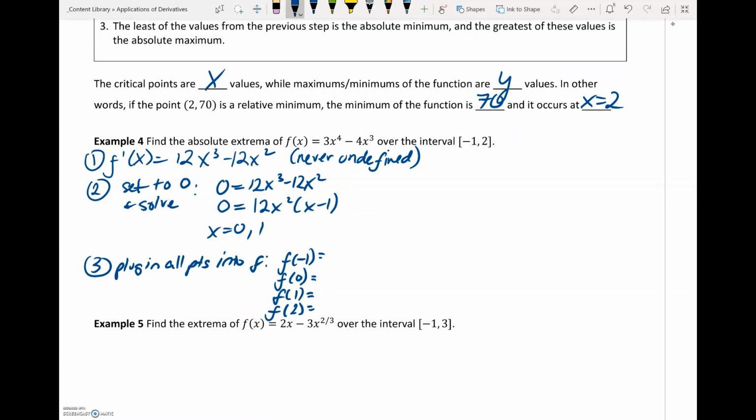So if I plug -1 into the original function f, we get 3 times -1 to the power 4 minus 4 times -1 to the power 3. This is 7. And then f of 0, that's 0 minus 0, which is 0. f of 1 is 3 minus 4, which is -1. And then f of 2 would give us 16. So if we take a look at our y values, our largest y value is 16, and this occurs at x equals 2. And that is our absolute max.